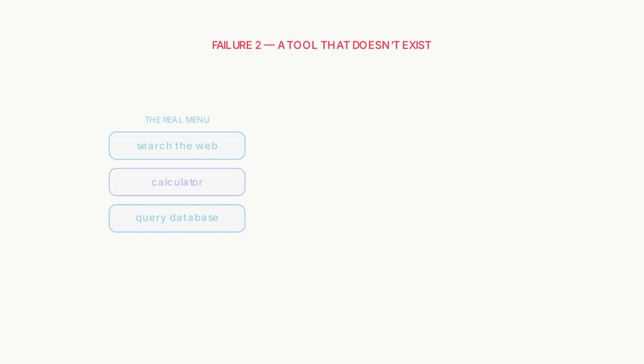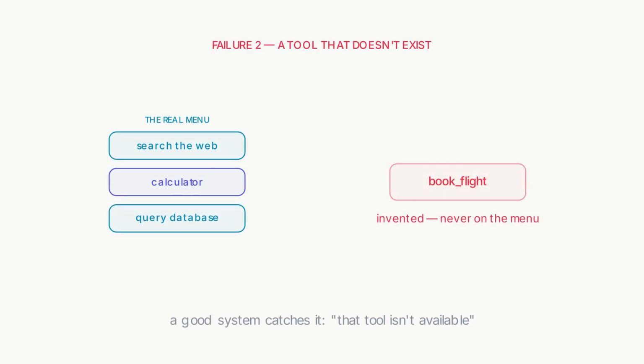The second is reaching for a tool that doesn't exist. Under pressure, a model can sometimes invent a tool it wishes it had, asking to call, say, a book flight tool that was never on the menu. A well-built system catches this and tells it that tool isn't available.